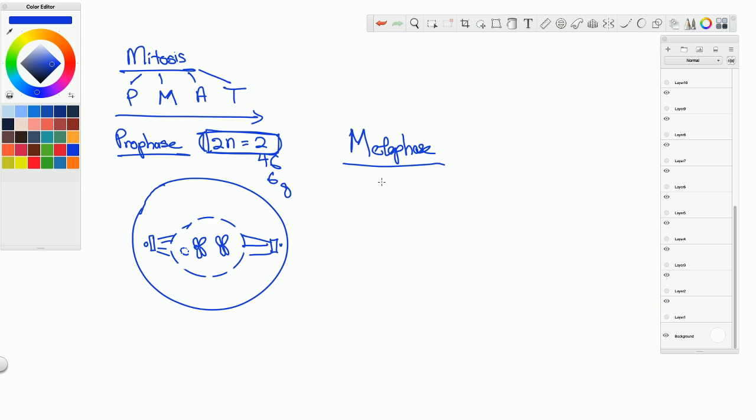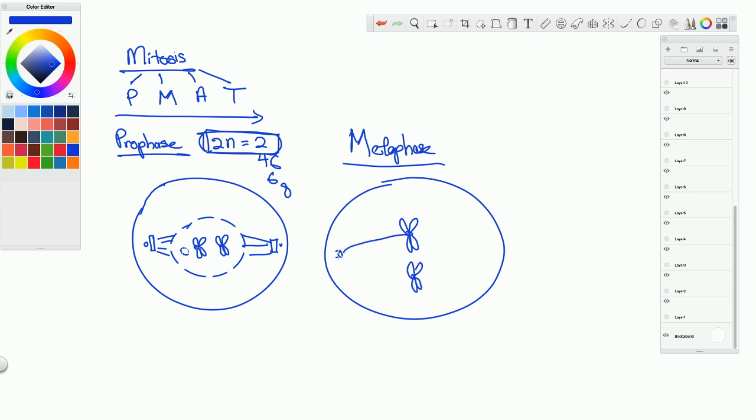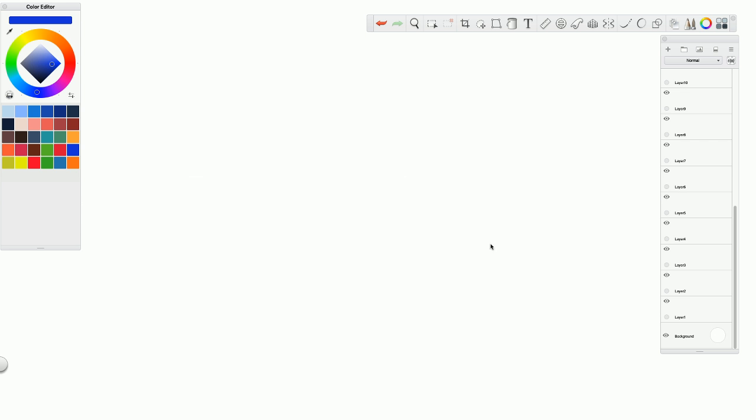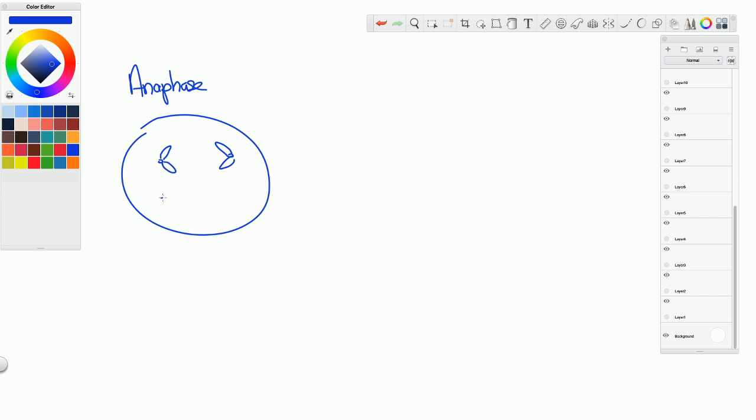For the metaphase, let's say the 2 chromosomes are now lined up at the middle of the cell, meaning the cell equator. This is for metaphase. Then for the next one, anaphase, the chromatids will separate. This one is a special case.